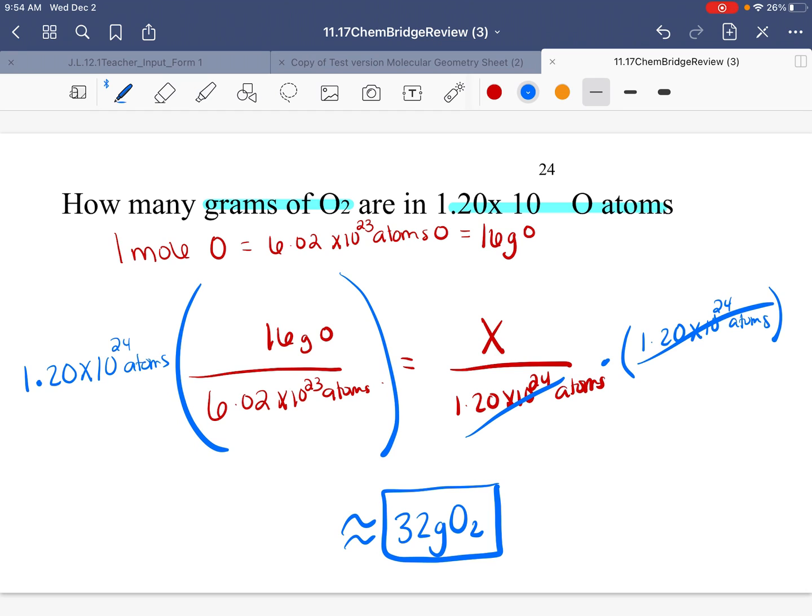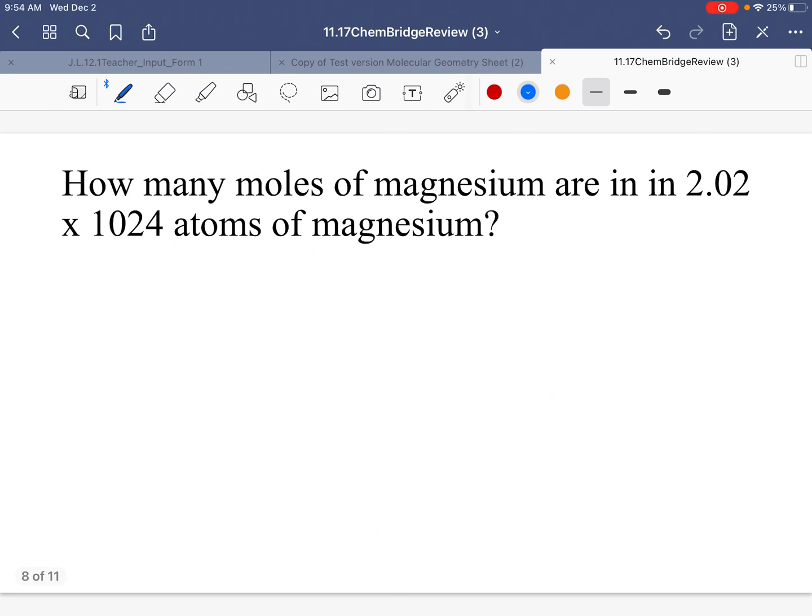Again, it is a ratio setup for this one. If you caught on pretty early, guys, another easy way to notice this is, here, 1.20 is actually 6.02 times 2. So what it's telling you is you have 2 moles of oxygen. So because you have 2 moles of oxygen, guys, what's the mass of 2 moles of oxygen? 16 plus 16 is around 32. So that's another shortcut way to answer this question.